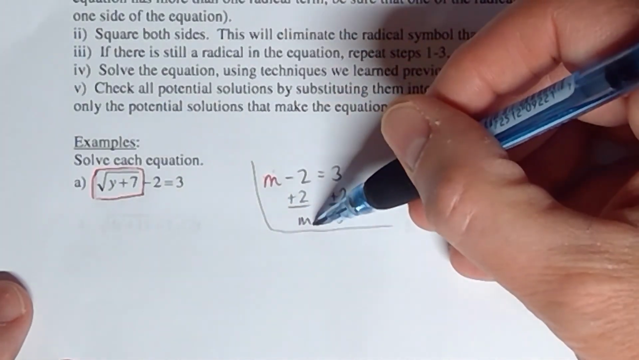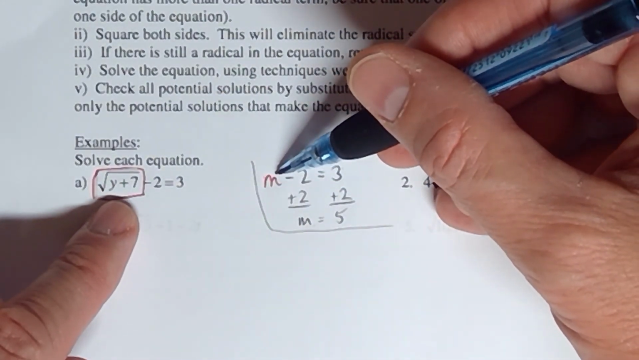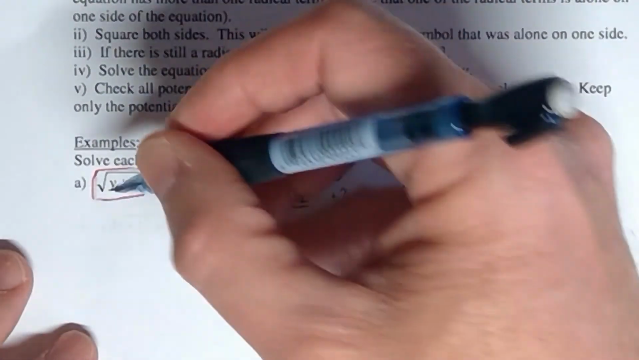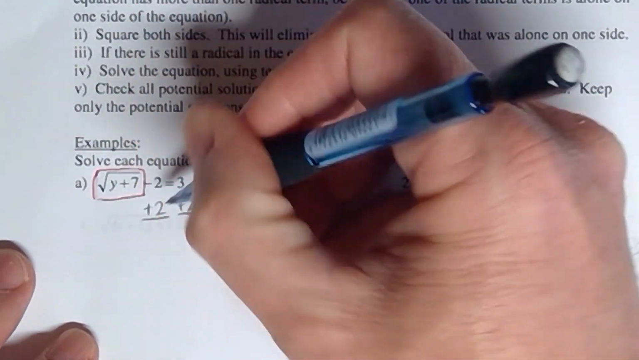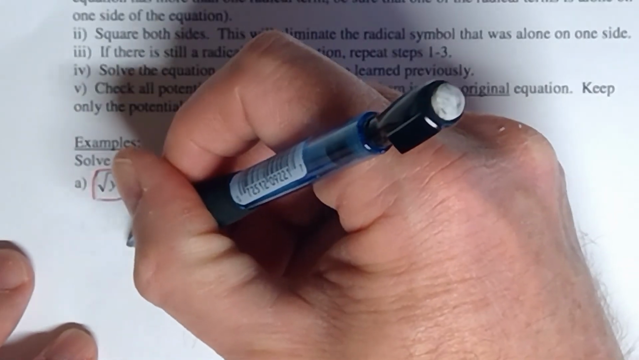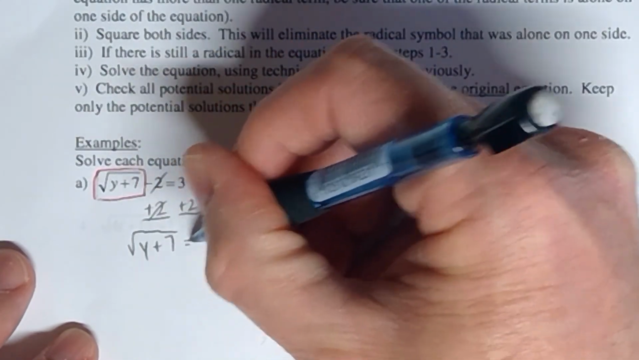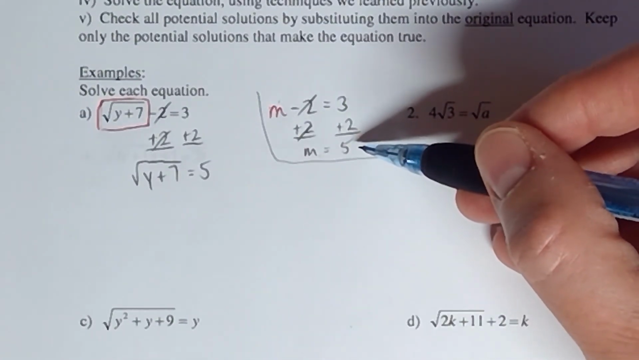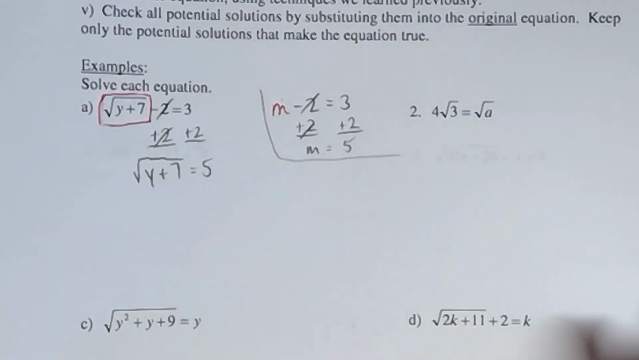So just like I got m by itself, I can get the radical by itself, since the radical and the m are basically the same thing here. I can get the radical by itself with the same step, adding 2 to both sides. And then the 2's cancel just like they canceled over here, and we end up with 5 on the other side, just like we ended up with 5 on the other side here. So we did it. We got the radical term by itself.